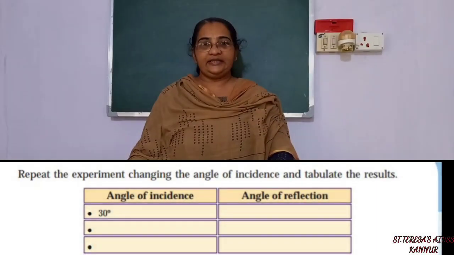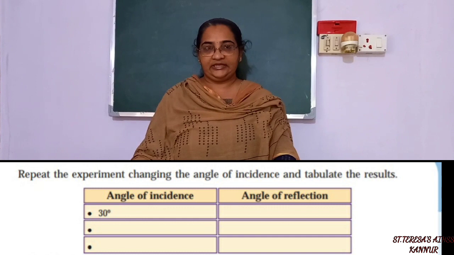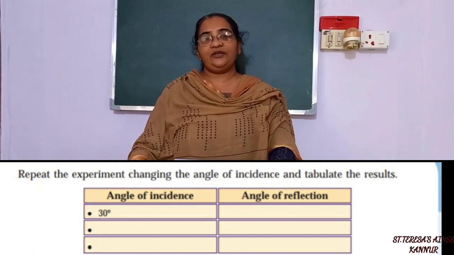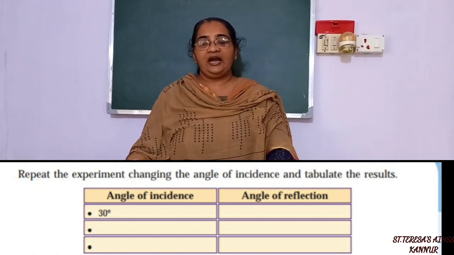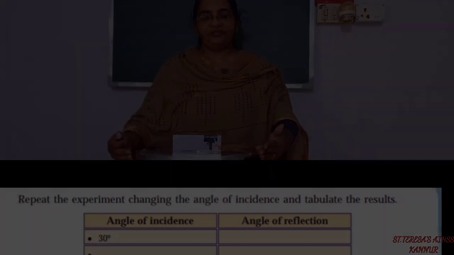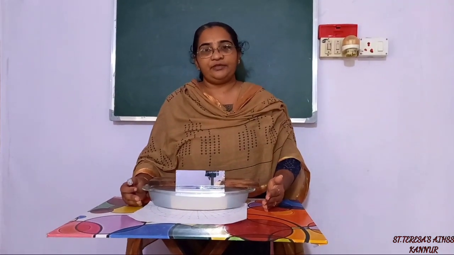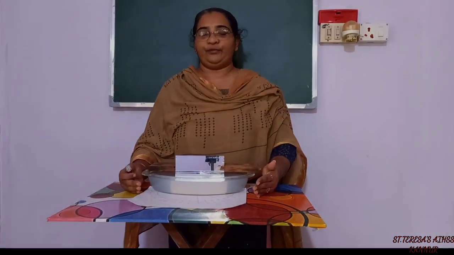So what is your work now? Your work is, you have seen this experiment. In your textbook, there is a table given. So complete that table. If the angle of incidence is 30, then what is the angle of reflection? If the angle of incidence is 40, then what is the angle of reflection? After writing each measurement, find out and come to a conclusion: what is the connection between the angle of incidence and the angle of reflection? Come to a conclusion and write your findings in your notebook.